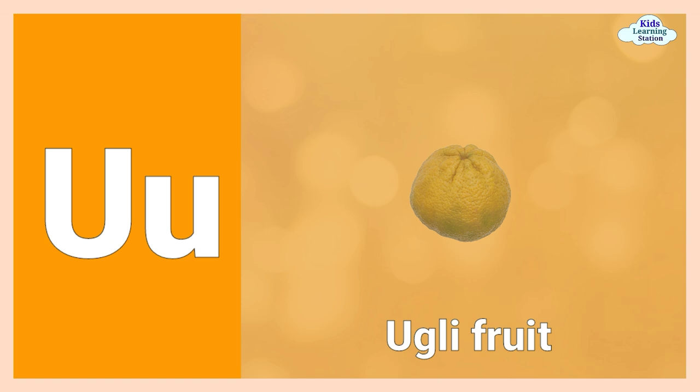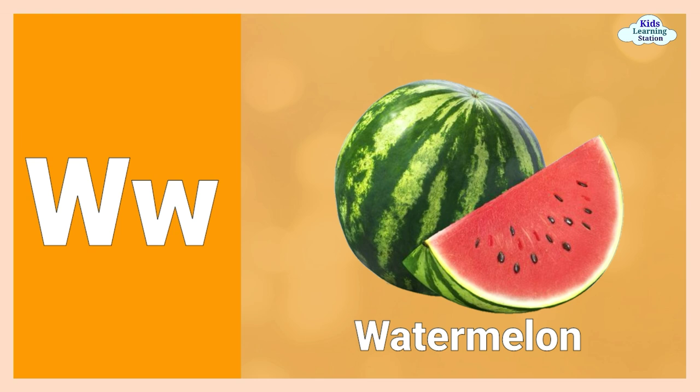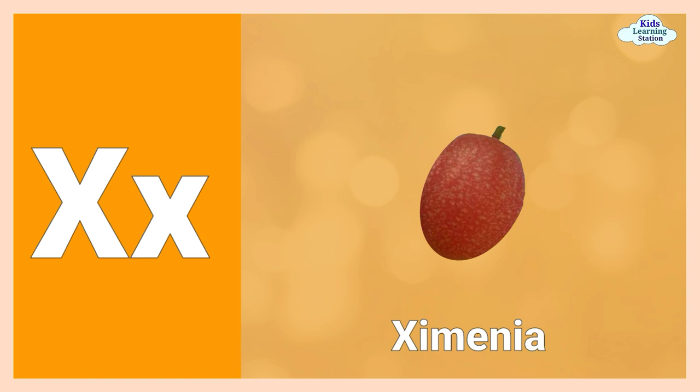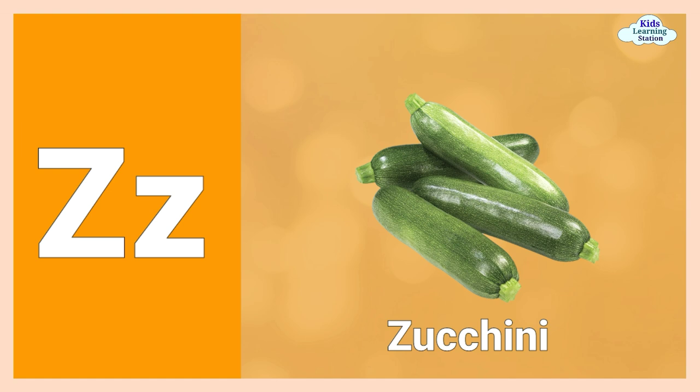V is for Victoria plum. Victoria plum. W is for watermelon. Watermelon. X is for zinnia. Zinnia. Y is for yam. Yam. Z is for zucchini. Zucchini.